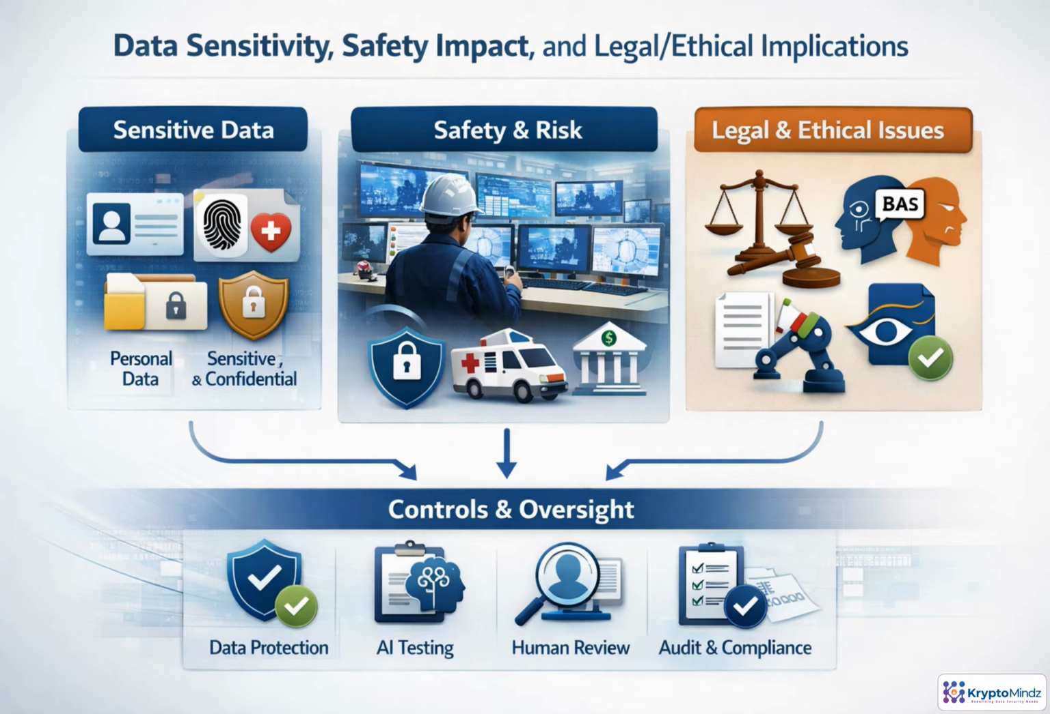A strong impact assessment looks beyond the model and asks where harm could occur. First, classify the data: personal information, regulated records, trade secrets, or other sensitive content. Next, examine the setting. Could an output influence safety, security, healthcare, employment, money, public services, or legal rights? Then test the legal and ethical dimensions: bias, consent, transparency, explainability, accountability, and the ability to challenge decisions.